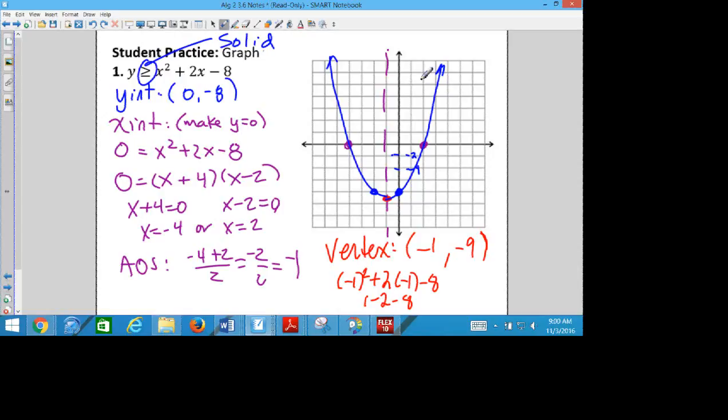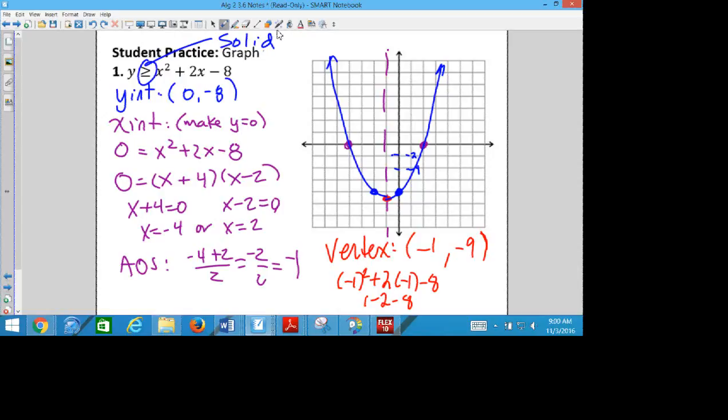I don't see graphs. And just because you don't know what to do yet, do you know how to find the x-intercepts that I just spent 3 minutes going over? So you've already done the x-intercepts for the first one.